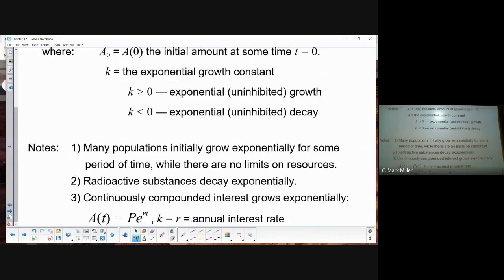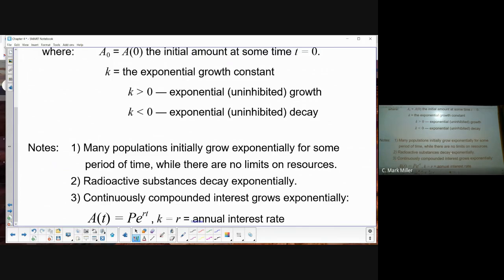Notes, many populations, I've mentioned this before, many populations initially grow exponentially for some period of time while there are no limits on resources. Okay? When there starts to become limits on resources, the growth rate slows. And as it turns out, it even flattens. And that is, if we ever get to those sections, called a logistic model. Logistic. That takes into account the flattening off.